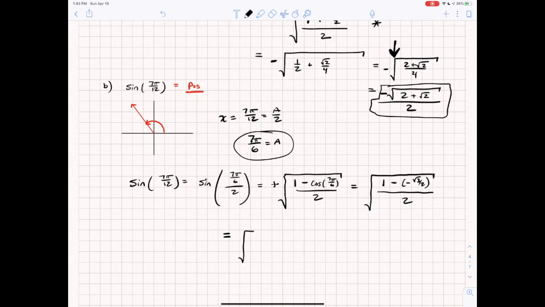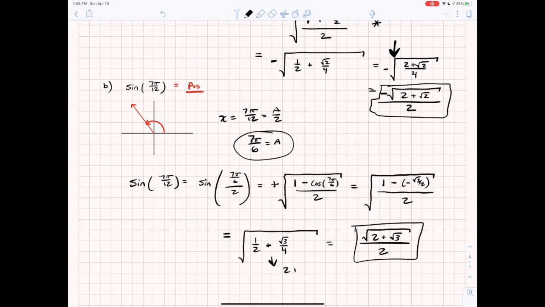So then this will give me the square root of 1 over 2 plus root 3 over 4, which, if you notice like last time, simplifies down to square root of 2 plus root 3 all over 2. Because this inside piece right here, once I find my common denominator, would be 2 plus radical 3 all over 4. I can square root the bottom, but I can't square root the top, so that's why the square root will stay, but I will write it as all over 2. All right, and so that's the answer for part B, essentially using the half angle.